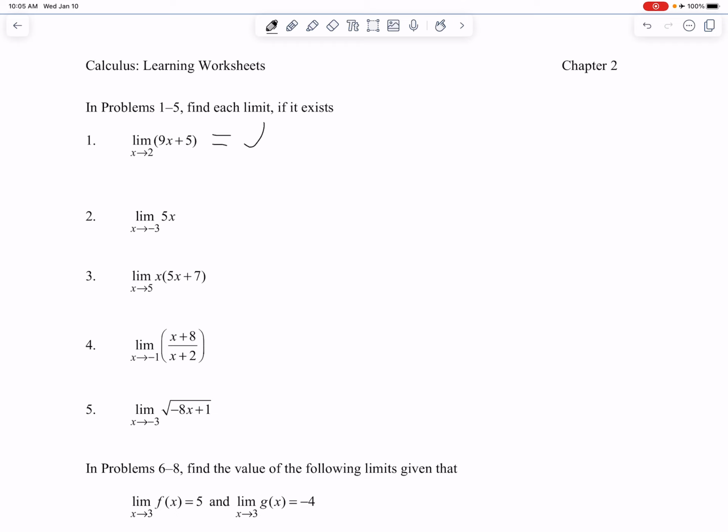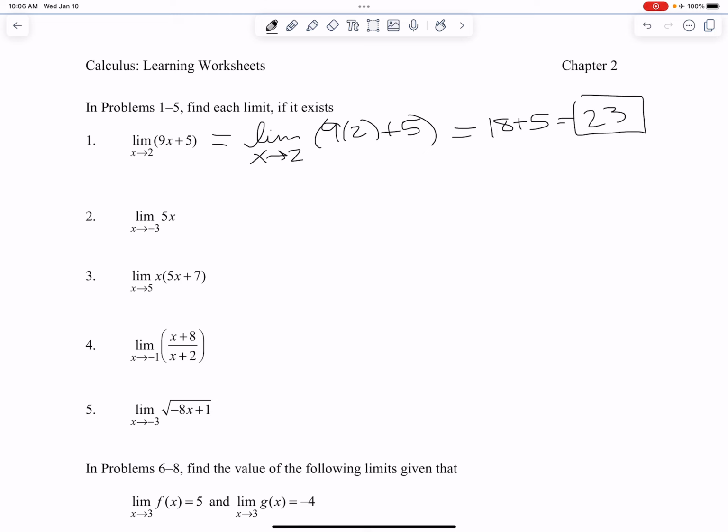We will have our limit as x goes to 2 is going to be where we plug in 2. So we'll have 9 times 2 plus 5. And I know that 9 times 2 is 18, and 18 plus 5 will just give us 23. And there we go, we found the limit.